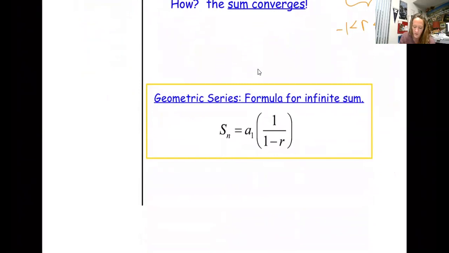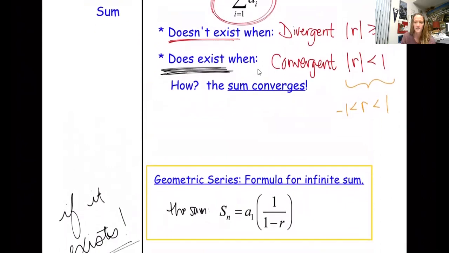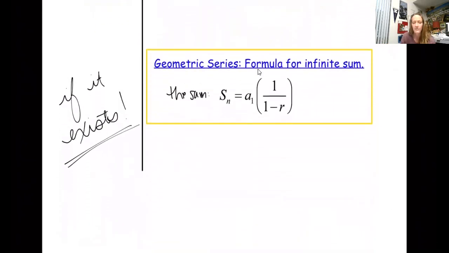The sum of the infinite series S sub n can be found by the following. I got a little messy, I apologize. Now careful, I'm reading to you my cursive in case you don't get it: if it exists. If it exists, which it might not. Up above it says when it exists and when it doesn't, based on the values of that common ratio. So I'm going to put, for absolute value of r less than 1. And once again, you can clarify for your brains, r is between -1 and 1.